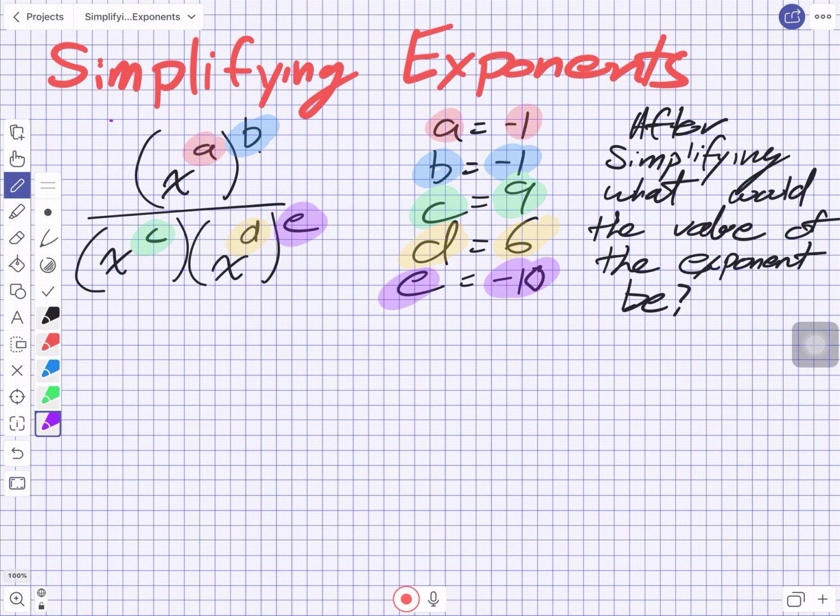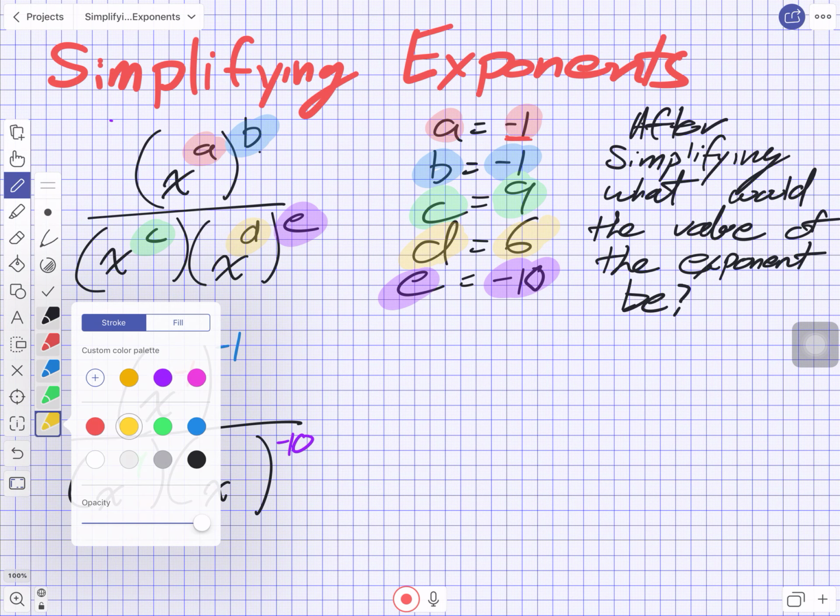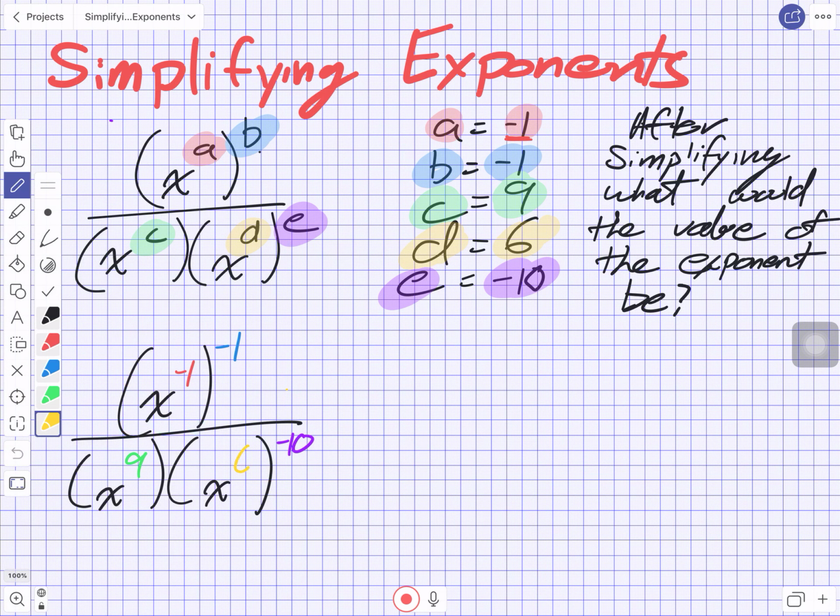Okay, so we have a to the power of -1, and then that is also the b value there, so that entire value is to the power of -1 again. And then in our denominator, we have x to the power of c, which was the value of 9. E, just because I have purple set up right now, is the power of -10, so I'm going to do that one first, and then go back and do d, which was the power of 6. If you quickly check, we've plugged in our exponents according to the information now.